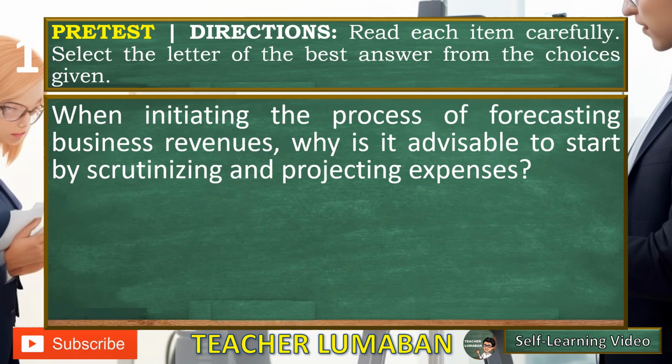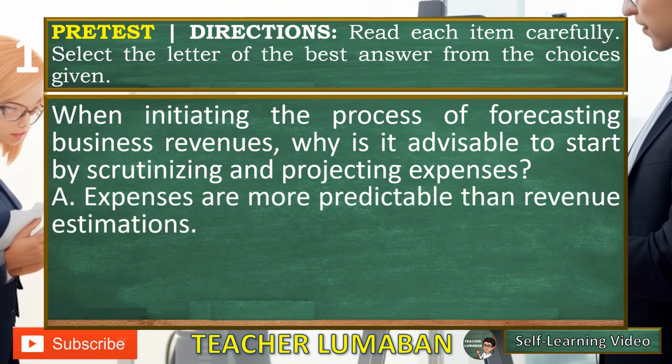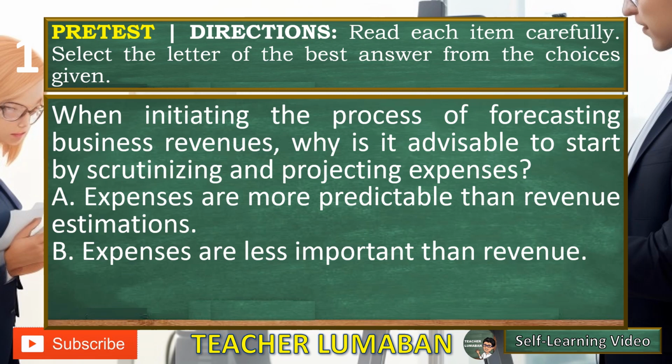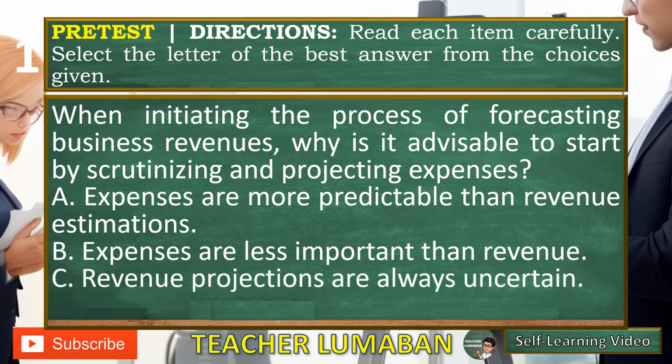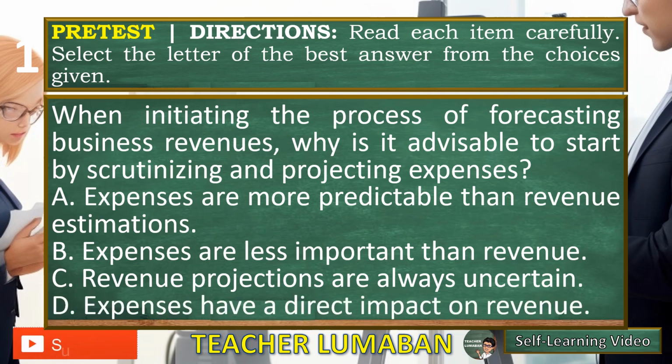When initiating the process of forecasting business revenues, why is it advisable to start by scrutinizing and projecting expenses? A. Expenses are more predictable than revenue estimations. B. Expenses are less important than revenue. C. Revenue projections are always uncertain. D. Expenses have a direct impact on revenue.